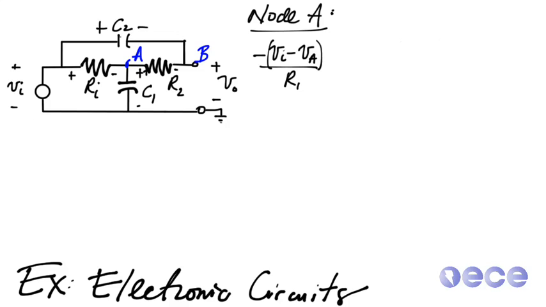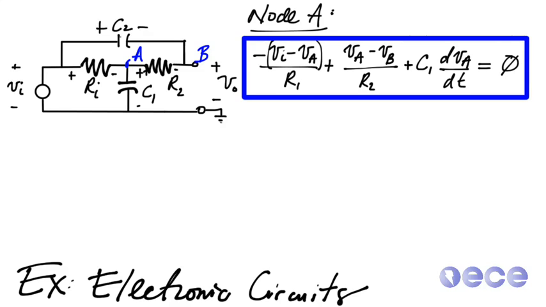So the difference between V sub I and V sub A flowing through R1 tells us the current in this direction. But we're actually interested in summing all of the currents that are going out of the node. So instead of V sub I minus V sub A, we want the negative value there. We also want V sub A minus V sub B divided by R2. That tells us the current going from node A to B. And this is the current that's going from node A to ground through the capacitor C1, so C1 dV_A/dt. All of these values, according to KCL, are going to be equal to 0. So that's our first equation.